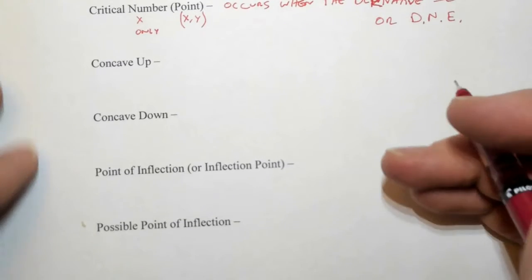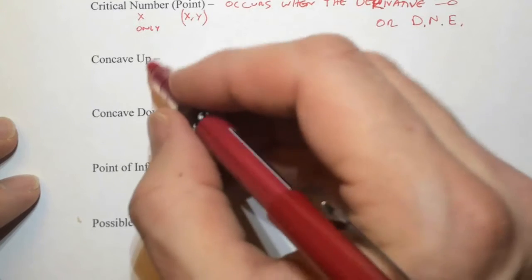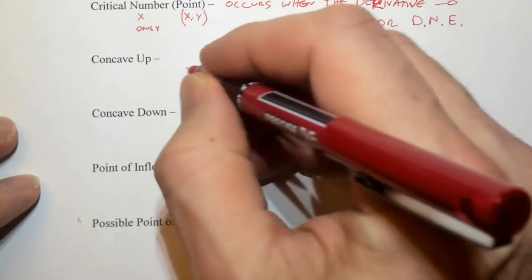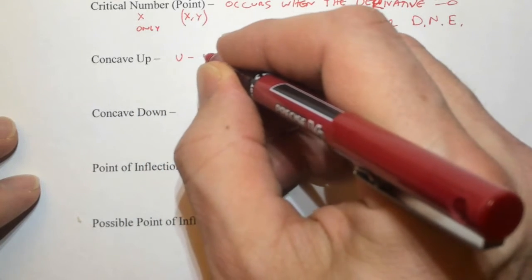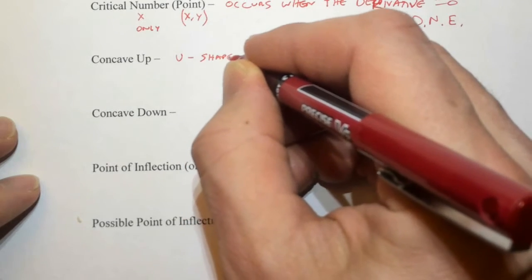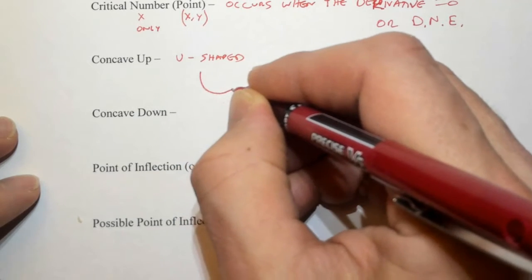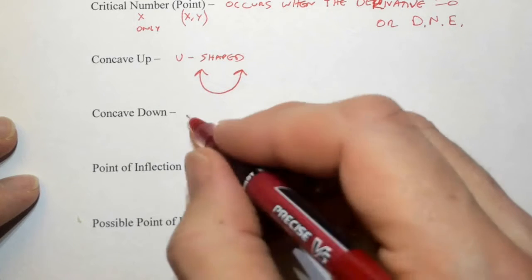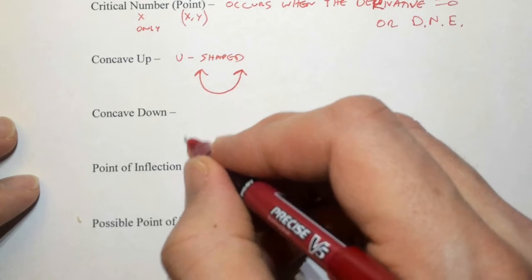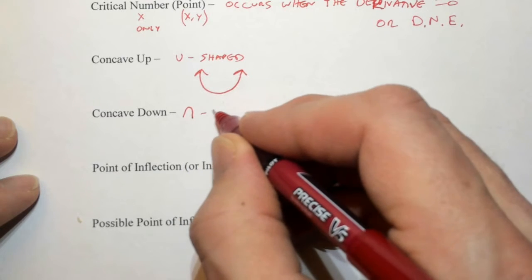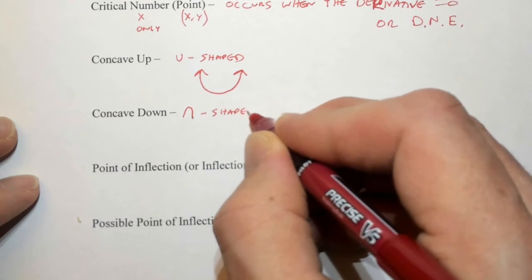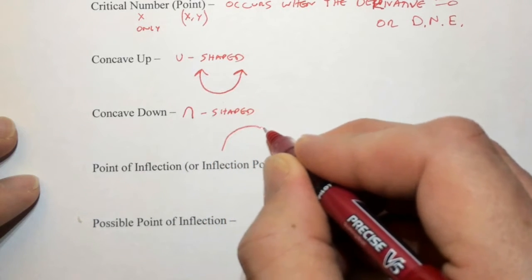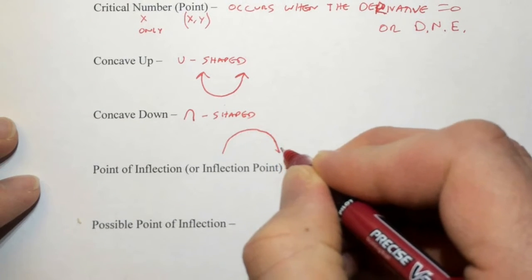Concavity. Concavity means curvature. So when we are talking about something being concave up, it means it is U-shaped. That is a concave up function. A concave down function, as you can imagine, is upside down U-shaped, like so. So this is a function which is concave down.